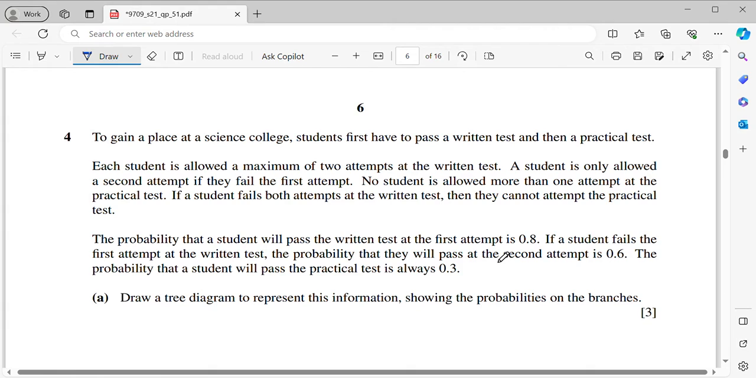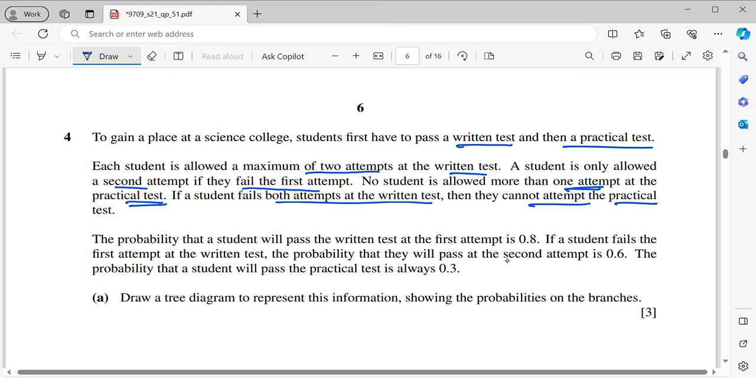Now for question number 4. To gain a place at a science college, students first have to pass a written test and then a practical test. Each student is allowed a maximum of 2 attempts at the written test. A student is only allowed a second attempt if they fail the first attempt. No student is allowed more than 1 attempt at the practical test. If a student fails both attempts at the written test, then they cannot attempt the practical test.